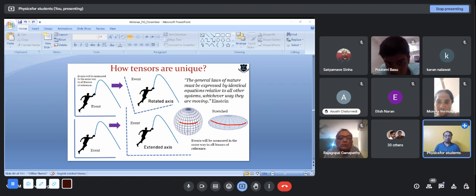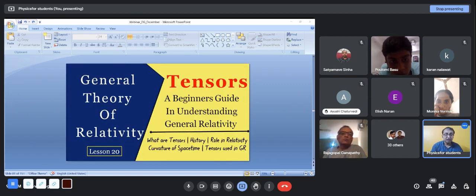That is why Einstein said that the general laws of nature must be expressed by identical equations, whatever the way we are moving. One was special relativity, when we moved from one frame of reference to another, and we united space and time. We also united Maxwell's equations using relativity. Now we get to the next challenge: the frames are moving, and as Rajagopal sir has told, they are not inertial, they are non-inertial. That means non-linear. How can we do that? Here is again a video you can look at later: Tensors, a Beginner's Guide, on how they shape relativity.